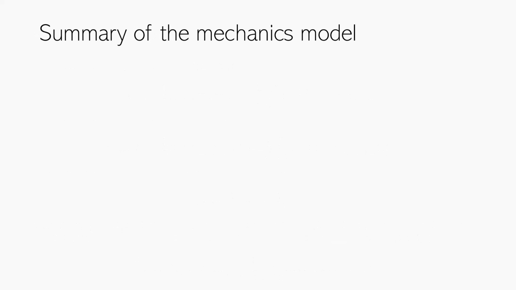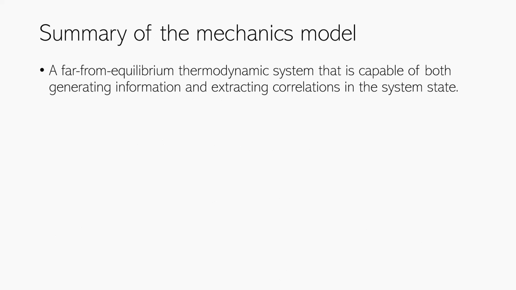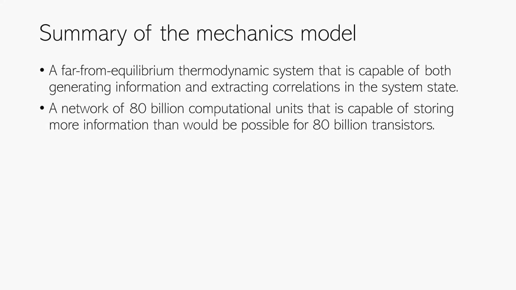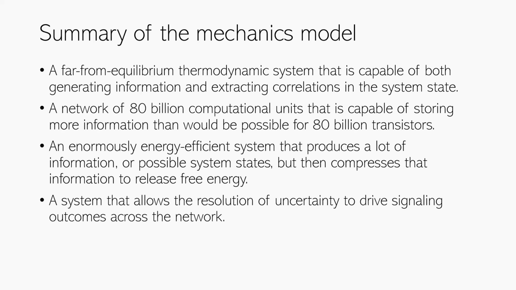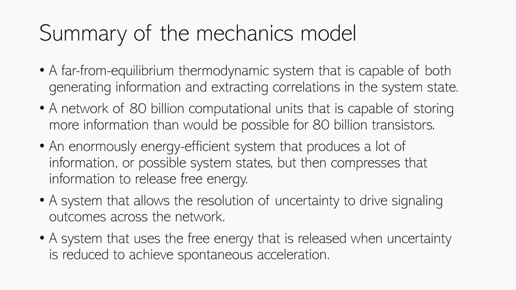And so in summary of this mechanics model, and this slide is going to look familiar, we have a far from equilibrium thermodynamic system that's capable of both generating information and extracting correlations in the system state. We have a network of 80 billion computational units that's capable of storing more information than would be possible for 80 billion transistors. We have an enormously energy-efficient system that produces a lot of information or possible system states, but then compresses that information to release free energy. And we have a system that allows the resolution of uncertainty to drive signaling outcomes across the network. And we have a system that uses the free energy released when uncertainty is reduced to achieve spontaneous acceleration. And this list is really surprisingly similar to the conclusions that we got from the thermodynamics model. We're just modeling the same process of computation with different mathematical models.